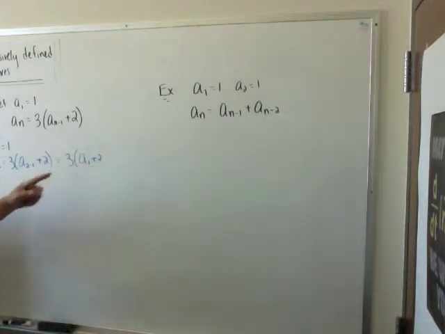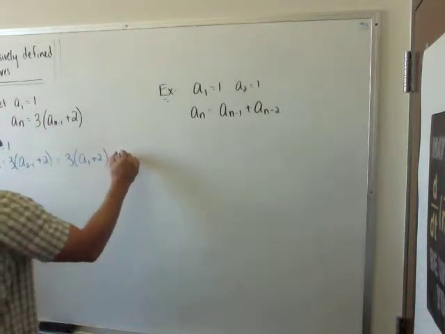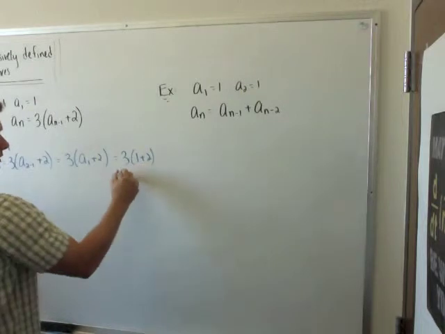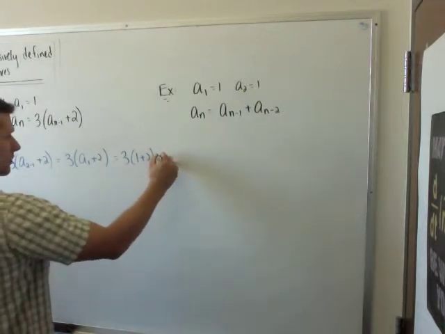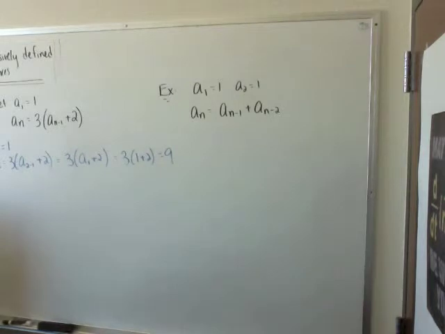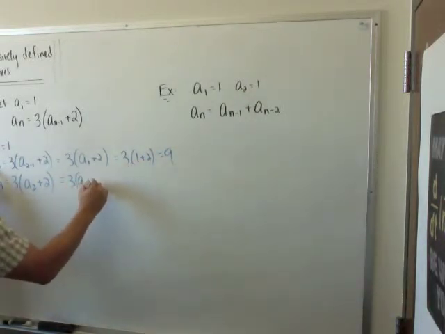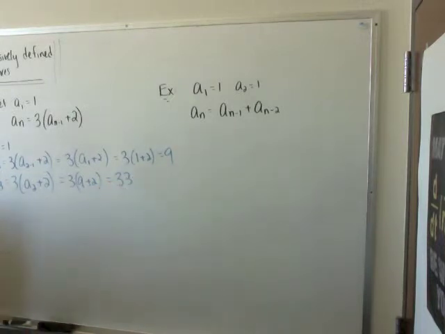Well, isn't that equal to 3 times A1 plus 2? Because 2 minus 1, of course, is 1, right? And we know what A1 is. A1 is 1, right? So 3 times 1 plus 2. So this is going to equal 3 times 3, which is 9. Awesome. Let's take a look at A3. Well, A3 is 3 times A, 3 minus 1. 3 minus 1 is A2, plus 2. Okay, which is 3 times, what was A2? Well, that was 9. So I get 33.